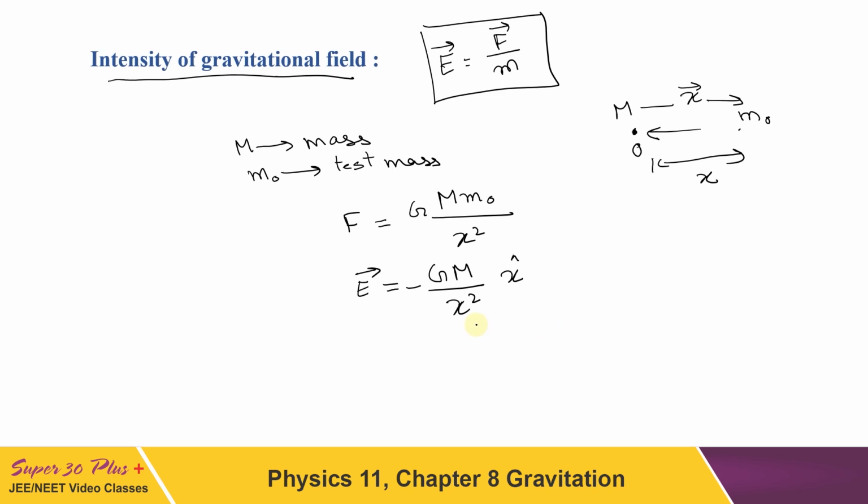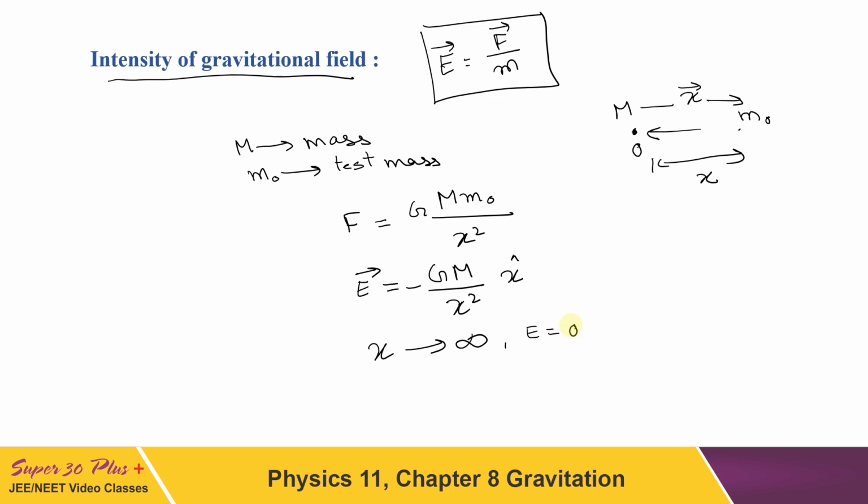And you can see that when x increases, the value of E will decrease, and only when x is infinity will its value be 0. It does mean that the intensity of the gravitational field is 0 only at infinite distances, but practically for very large distances, of course, we can consider the value of the field to be equal to 0.